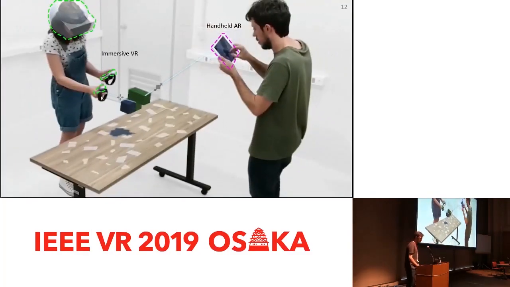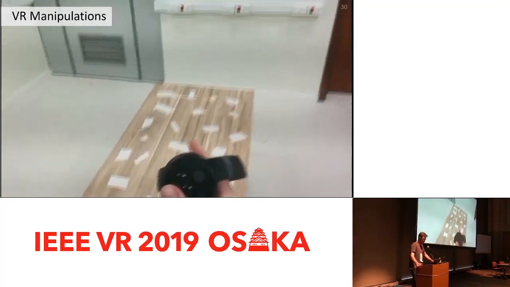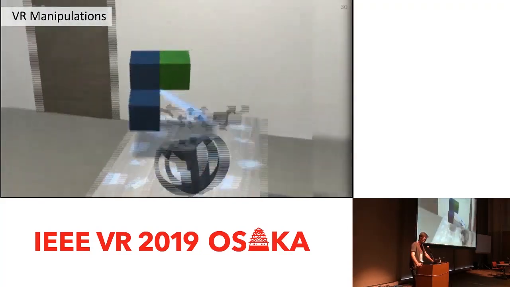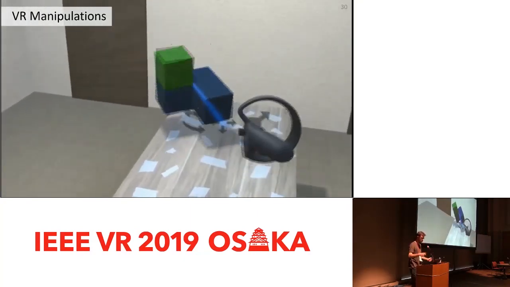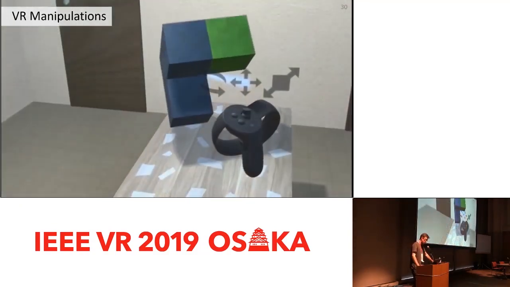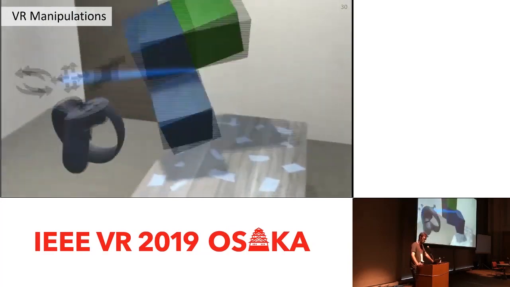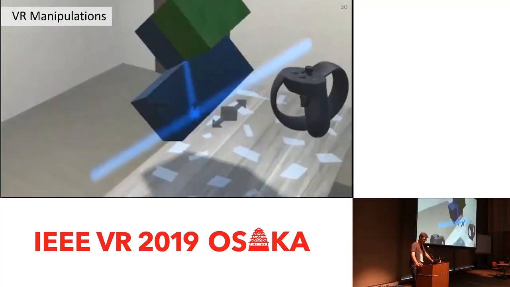We took this idea of distance manipulations and adapted it for VR interactions. So in this case, they are manipulating the objects at a distance with the 3D controllers. And you can also do scale and bimanual manipulations in this case.